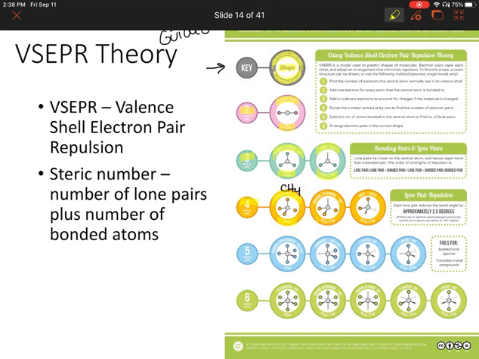And then if we have 3 bonded pairs but 1 lone pair, then the name changes to trigonal pyramidal, and the bond angle decreases to 107 degrees because the lone pair at the top needs more room. So it's repelling those bonded atoms a little bit closer together. So one example of a trigonal pyramidal molecule is ammonia, or NH3.